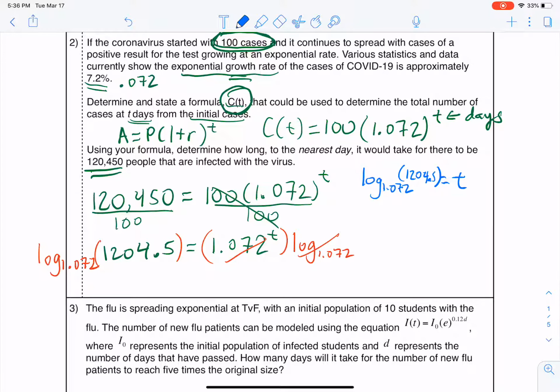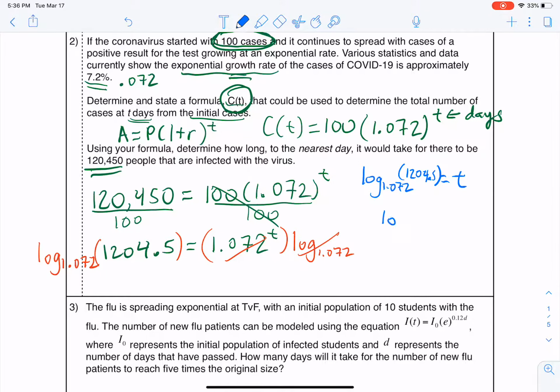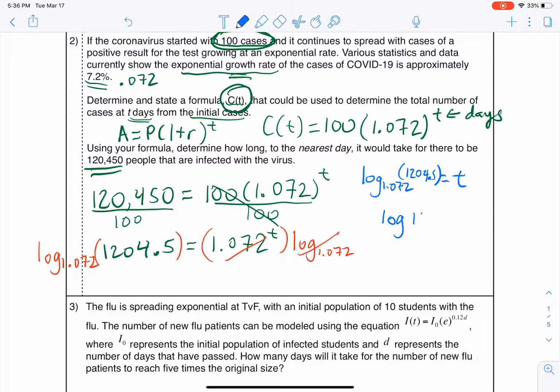All right, so what we need to do now is actually move to our calculator. And recall that in earlier lessons, we learned to input this in the calculator. I actually need to write log of 1,204.5 and divide that by log of 1.072, and that's equal to t.